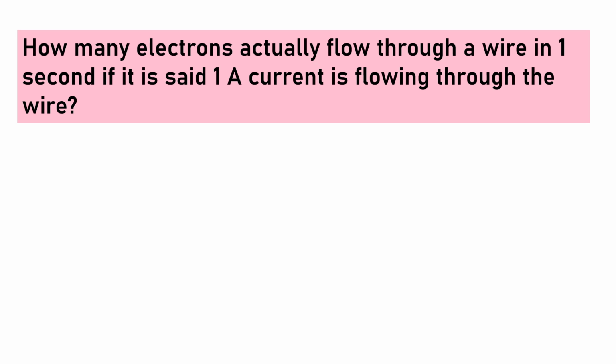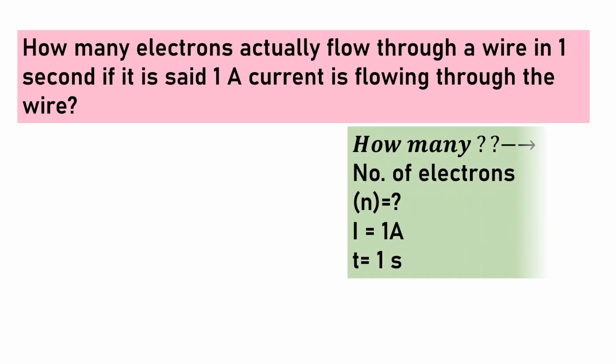Alright, now here's a question for you. How many electrons actually flow in practice? How many electrons flow through a wire in 1 second, if it is said that this wire contains 1 ampere current? So how many electrons will be flowing through that wire in 1 second? This is a mathematical problem. It is asked how many, so that means the number of electrons is being asked. So we have to find out n, the number of electrons.